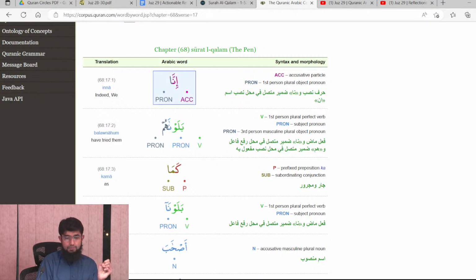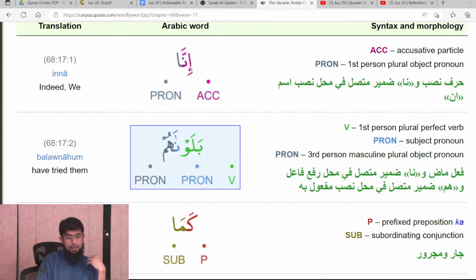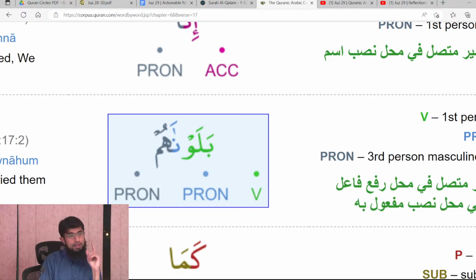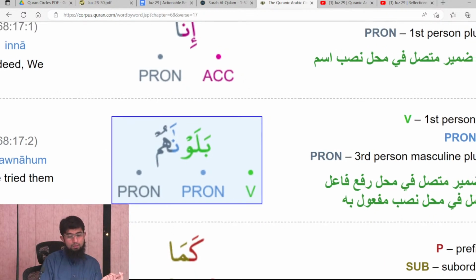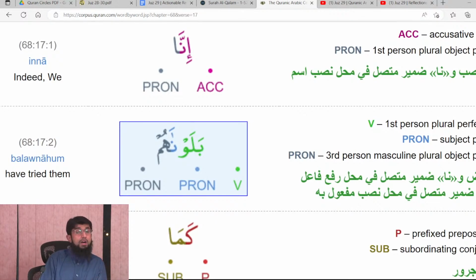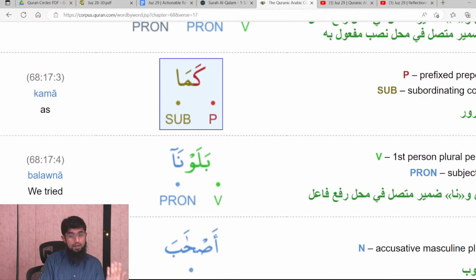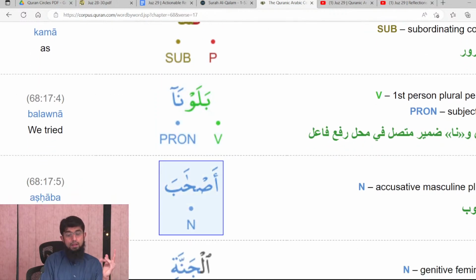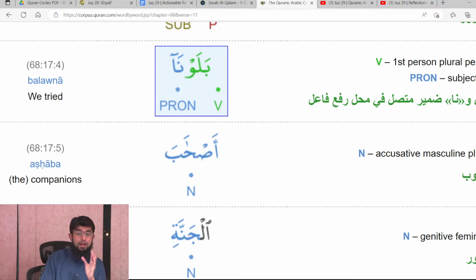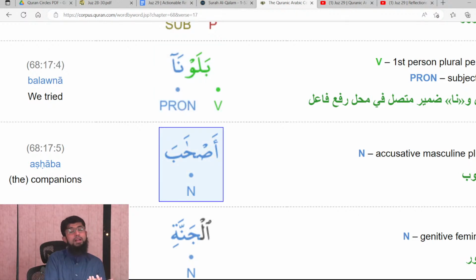Okay, so inna, indeed we, balawnahum. We have tried them. From noon is from "we", and "them" is whom. We saw this before as well: alladhi khalaqa al-mawta wal-hayata liyabluwakum. Same root, for test, for bala. Balawnahum, we have tested them. Like balawna, we tried ashab al-jannah. Now here we tested, and then the object is coming separately.